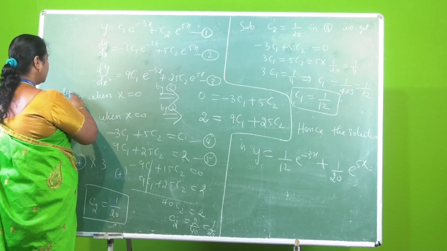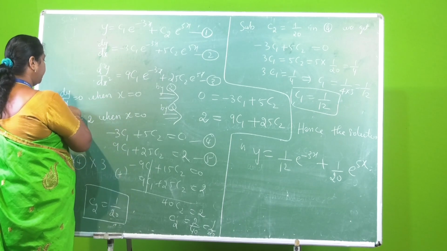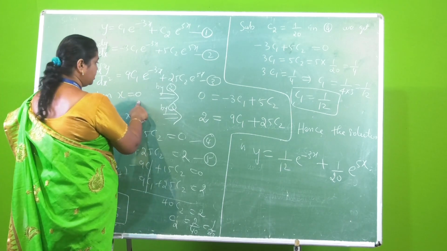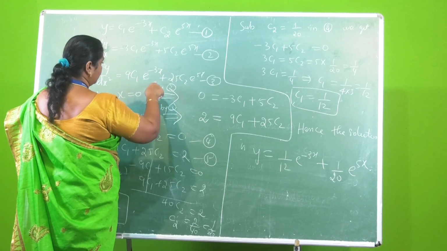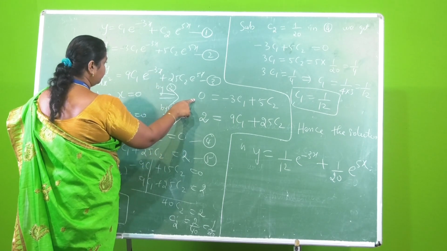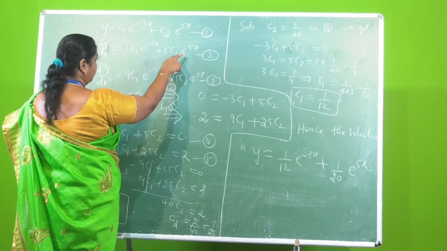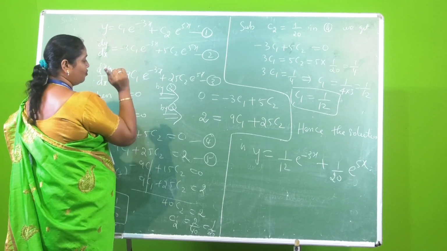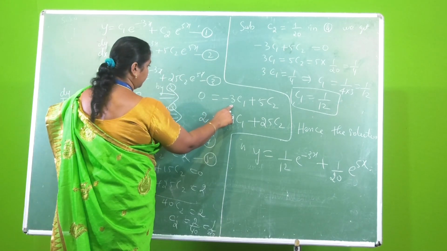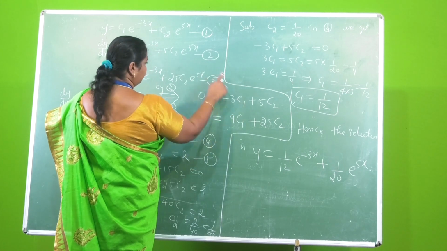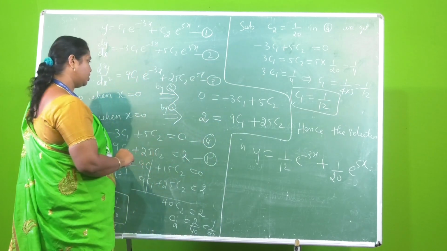Now you are going to apply the condition. What is the condition? When x equal to 0, dy by dx equal to 0. So use this in equation 2. By equation 2, dy by dx is 0 when x equal to 0. Put x equal to 0 in all the terms. Here e power 0 is what? 1. So this will give you minus 3c1 plus 5c2. So this is one equation.